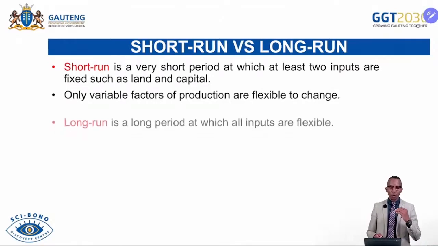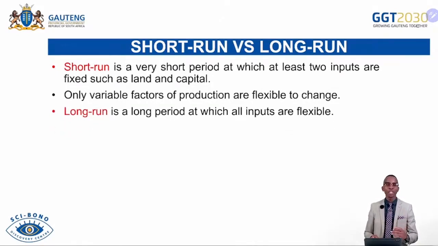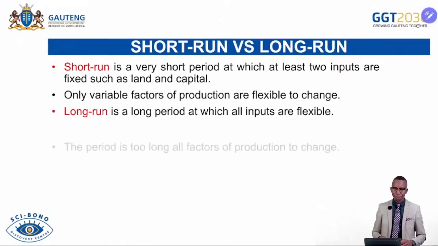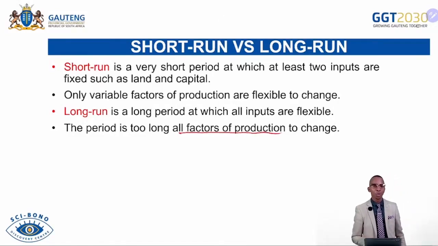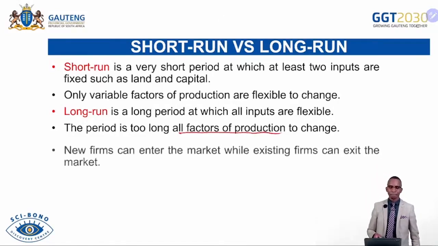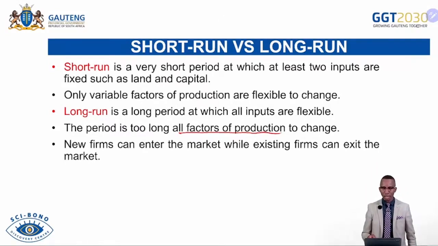And then if we talk of the long run, we talk about the period of time that is too long, whereby all inputs are flexible. If we talk of inputs, we talk about factors of production, remember. So the period is too long for all factors of production to change. So they can change because the period is too long. We call that what? The long run. New firms can enter the market while existing firms can exit the market. That is the long run.